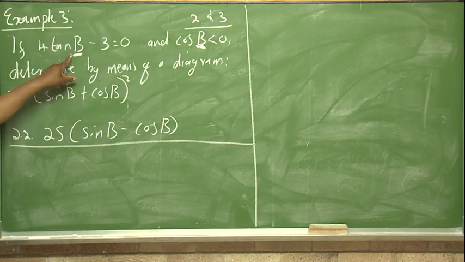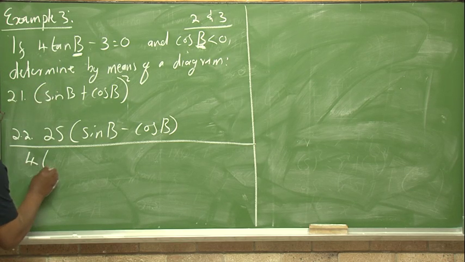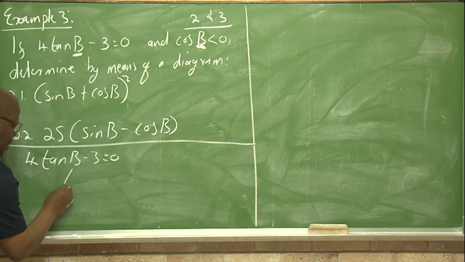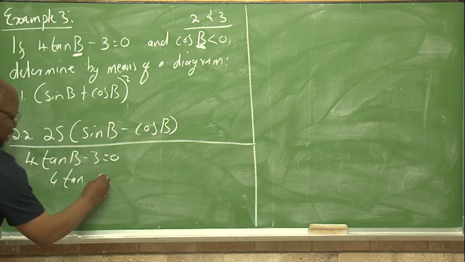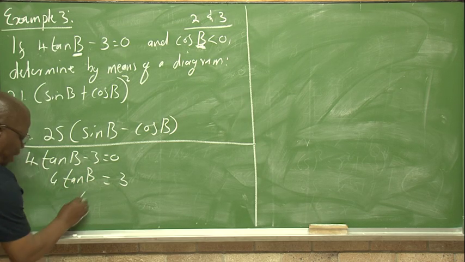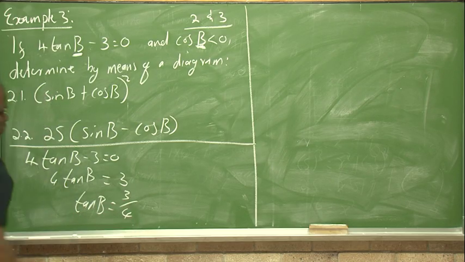But this one, 4 tan beta minus 3 is equal to 0. Which quadrant are we referring to? To identify the quadrant, let's write this expression in standard form. 4 tan beta minus 3 is equal to 0. Transpose negative 3 to the right, it becomes positive. Divide by 4 both sides, and you've got the tangent of beta equal to 3 over 4.